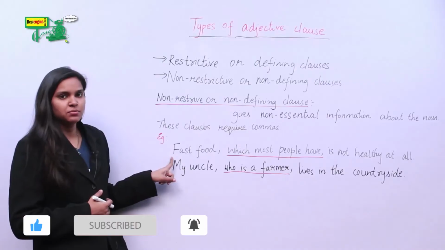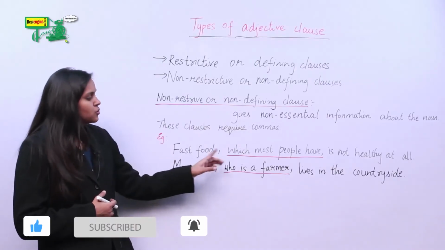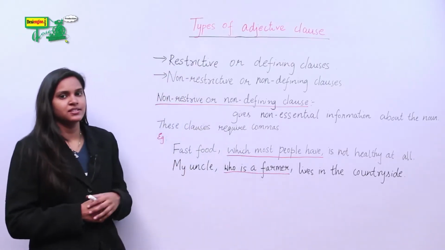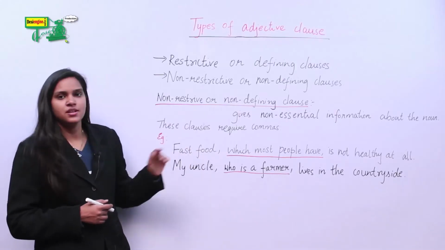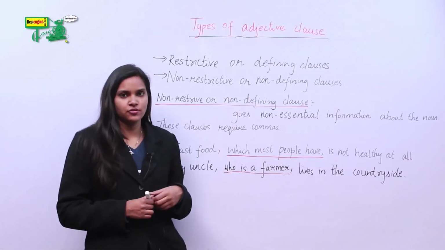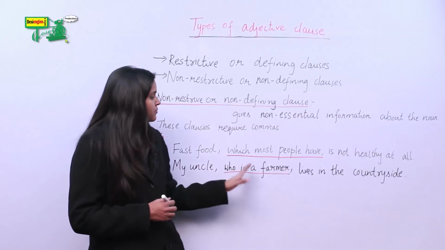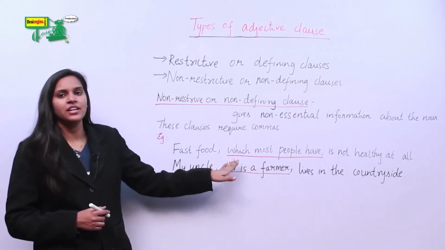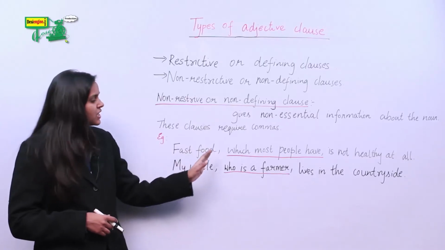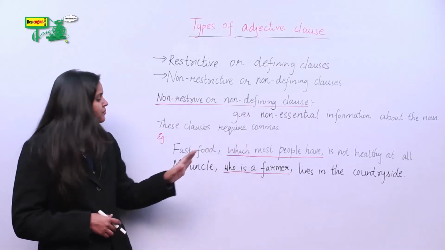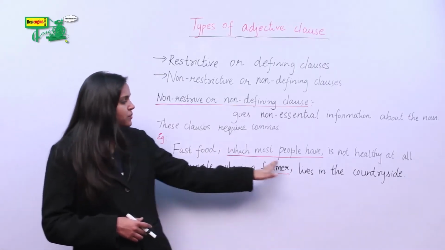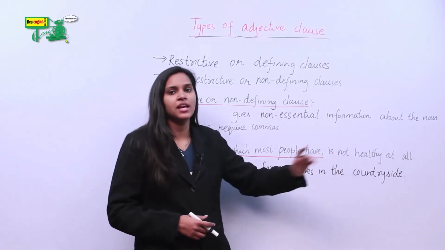Let's take a few examples. Fast food, which most people have, is not healthy at all. In this sentence, fast food is a noun, which most people have is a non-restrictive clause, and this does not give any additional information about the fast food. The sentence would be complete even without this clause. So, fast food, comma, which most people have, comma, is not healthy at all.